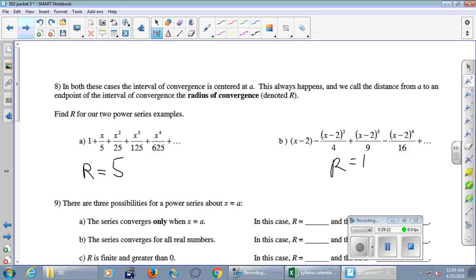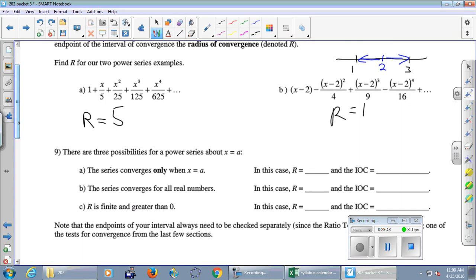The word radius might seem like a funny word to use because radius is a circle word, but let's see, 1 to 3 with a 2 in the middle. Radius really means how far you have to go from the center to the edge, right? In a circle, how far do you have to go from the center to the edge? You have to go 1. So maybe radius isn't such a bad word.